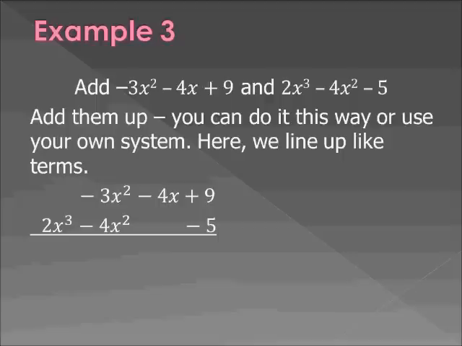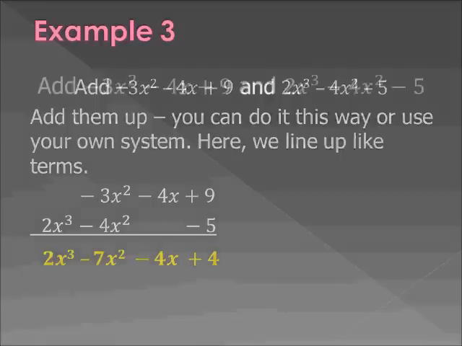And now it's just as simple as adding two expressions together. So you're going to get 2x cubed minus 7x squared, which is these two added together, minus 4x plus 4. And that is the answer. All you have to do is add them up, but make sure you combine the like terms.